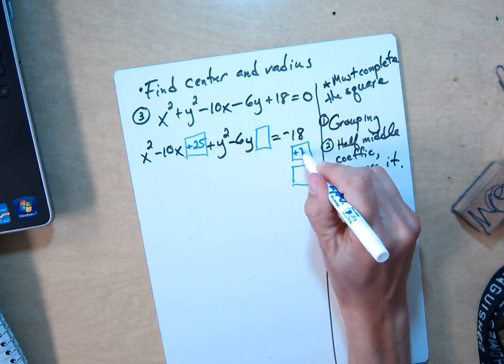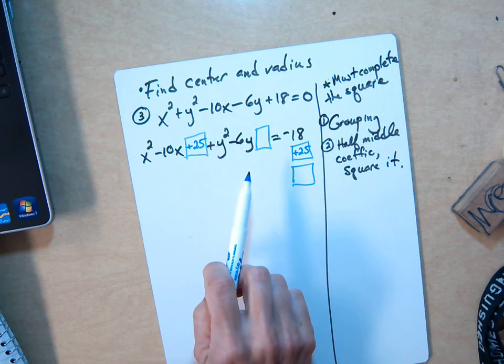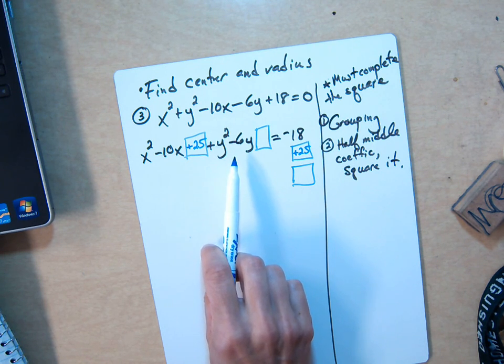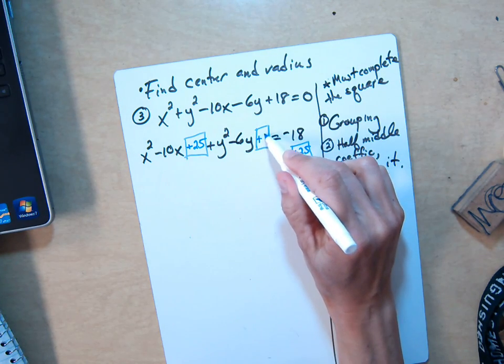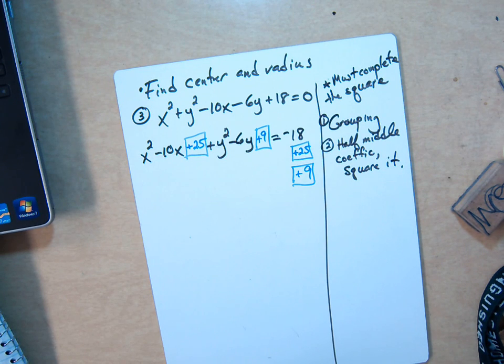So I have to do the same thing on each side. So let's do the same thing for here. Half of negative 6 is negative 3, square it. It'll always be positive. Positive 9. So you have to do the same thing on each side of the equation to keep it balanced.